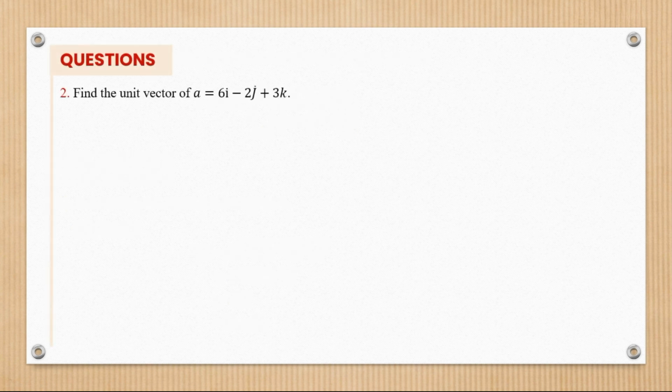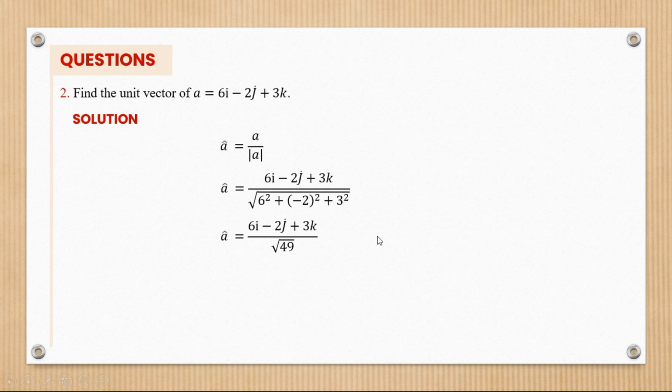In question 2, we're being told to find the unit vector of A, which is equal to 6i minus 2j plus 3k. Remember the formula for unit vector: A with the hat is equal to A over the magnitude of A. So it's going to be 6i minus 2j plus 3k over the square root of 6 squared plus negative 2 squared plus 3 squared, which is 6i minus 2j plus 3k over root 49, which is 7. So I have 6i minus 2j plus 3k over 7. Lastly, I can extract out the 1 over 7, and I have the unit vector of A being 1 over 7 times, in brackets, 6i minus 2j plus 3k.